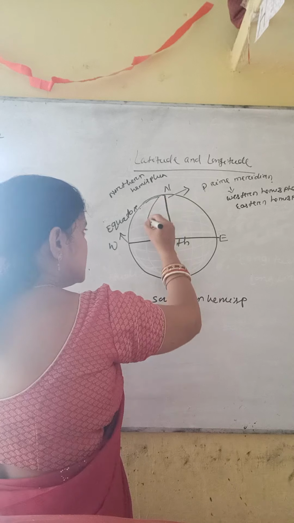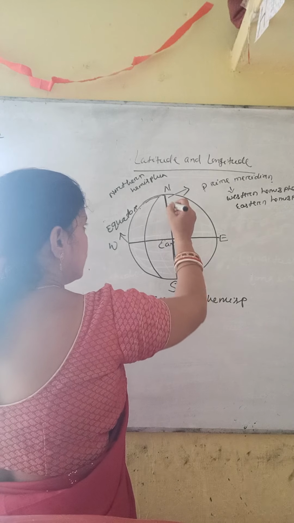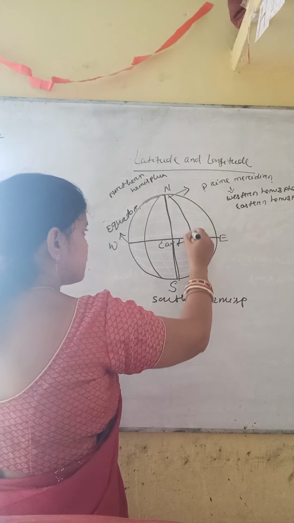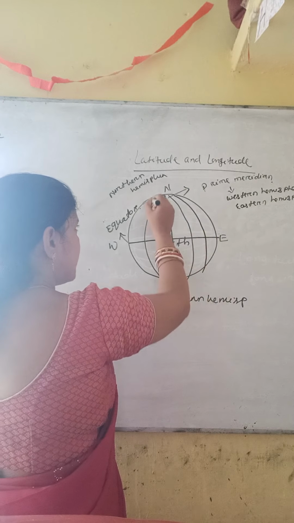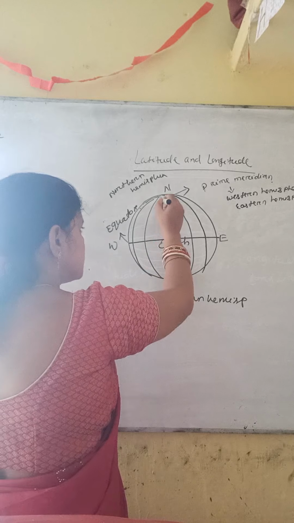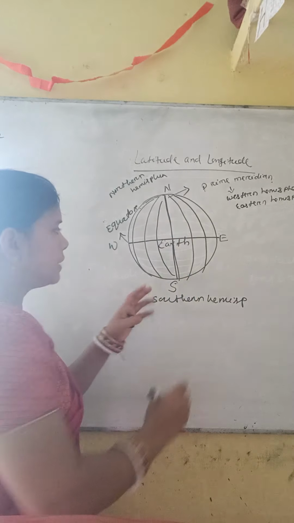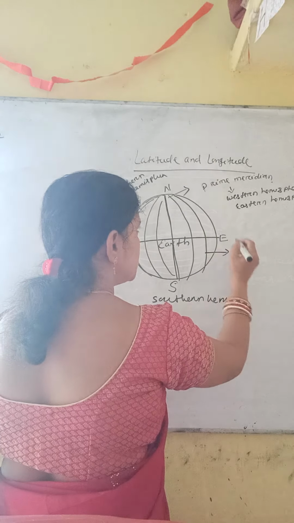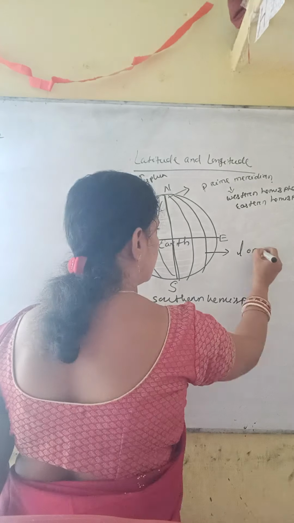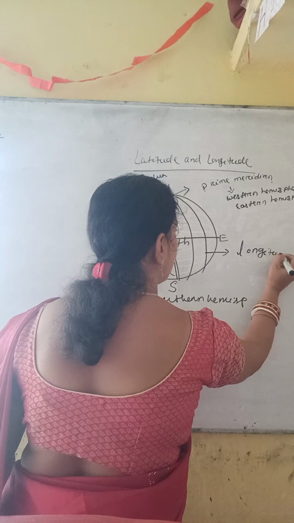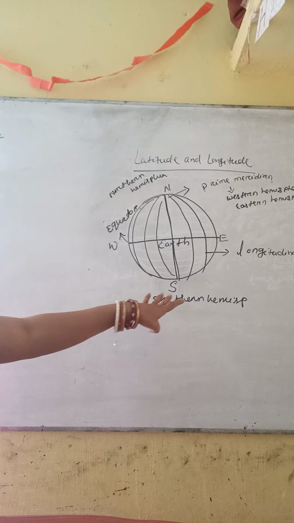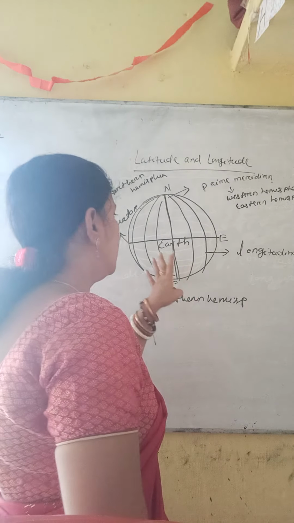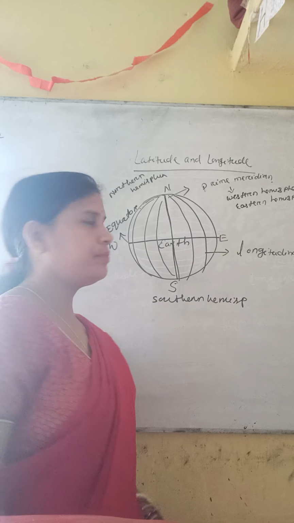Just look at all these parallel lines that stretch from north to south. All these parallel lines that stretch from north to south are called the longitudinal lines.